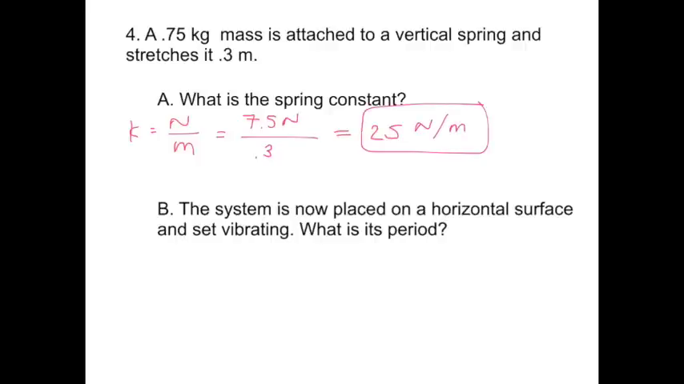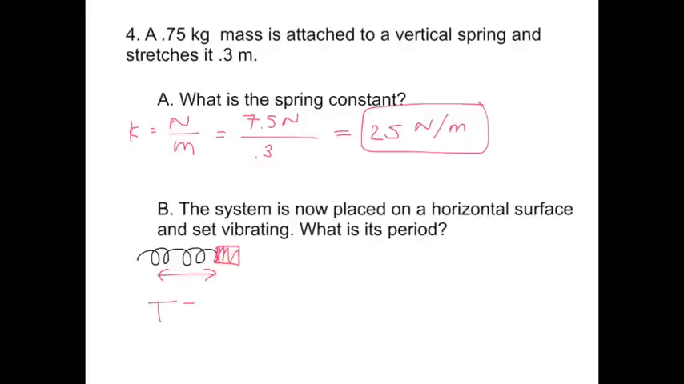In part B, it says that the system is now placed on a horizontal surface and set vibrating. So basically, if you can visualize this, the spring is now placed like this, and the mass is allowed to oscillate back and forth. It's asking what is the period.